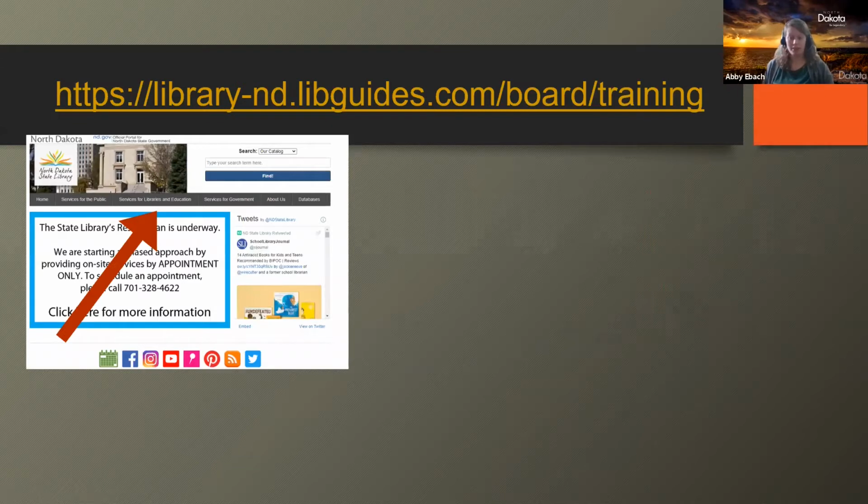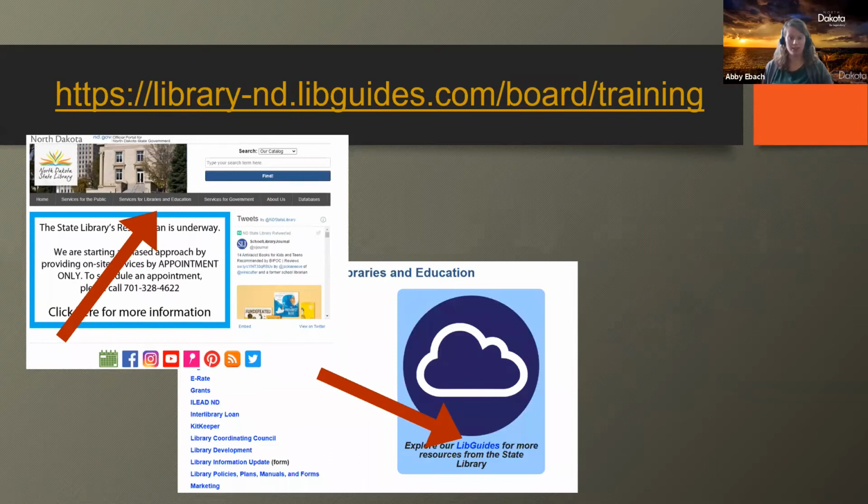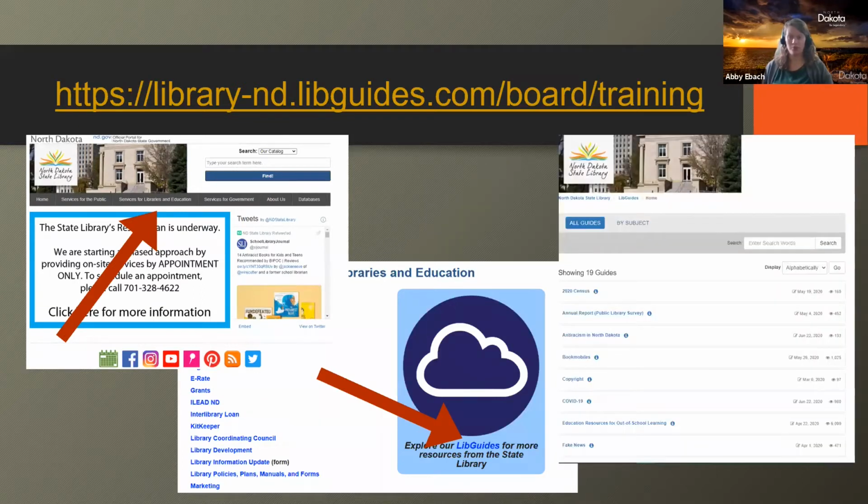The LibGuide is the same as last time. There's a second little box available to access it. You can go to the website listed here on the slide, or else go to our website, click on Services for Libraries and Education, and under the cloud there is a little LibGuide hyperlink, and go ahead and scroll on down to Public Library Board of Trustees.